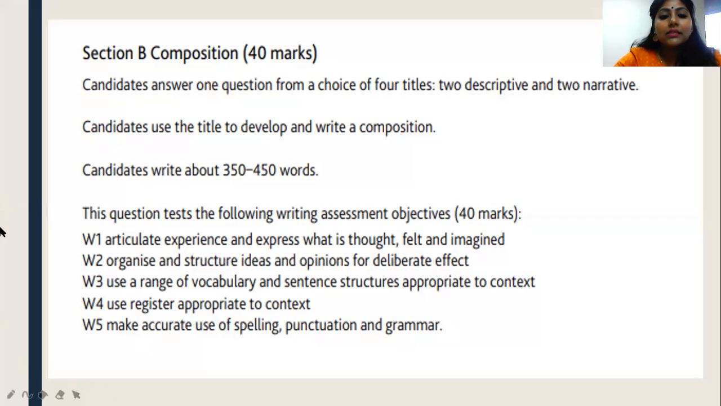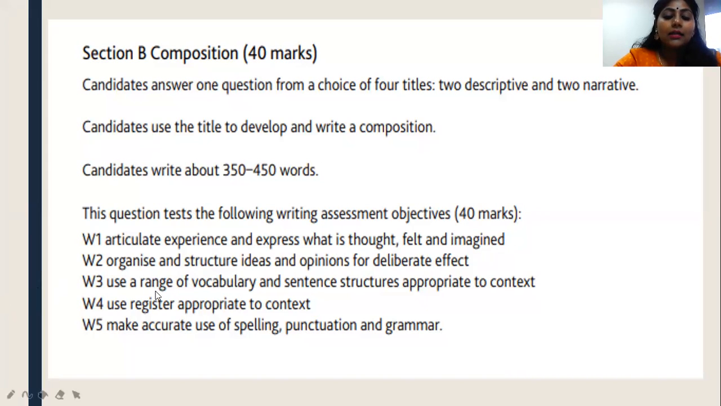So here, obviously, these candidates are required to write about 350 to 450 words, and there are no reading assessment objectives involved because everything is based on writing assessment. So it's 40 marks. These are some of the assessment objectives that I would like to highlight here. The candidates must be able to articulate experience and express what is thought, felt, and imagined. And then we will also look at how well they could organize the structure and also express their opinion.